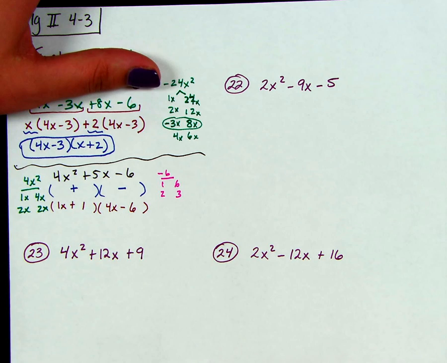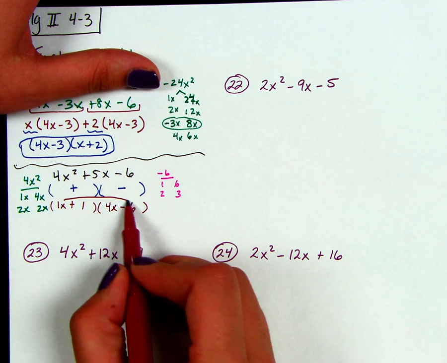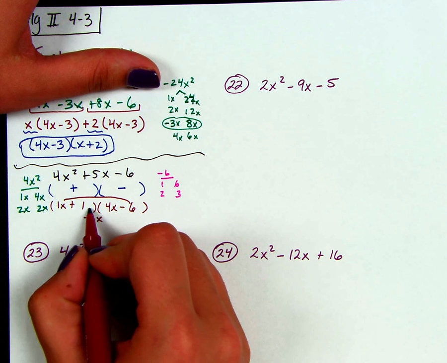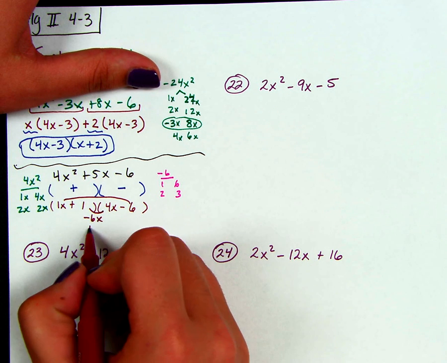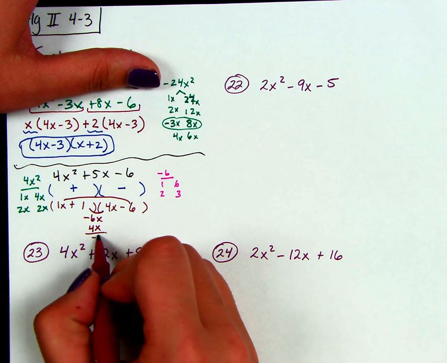And see if that's going to work. So again, we're taking the outside numbers together. So we're taking 1 times negative 6. So that would be negative 6x, and then the middle ones times each other. So that would be 4x. So if I add those, we're going to end up with negative 2x.